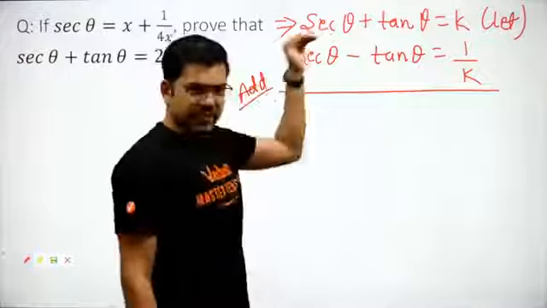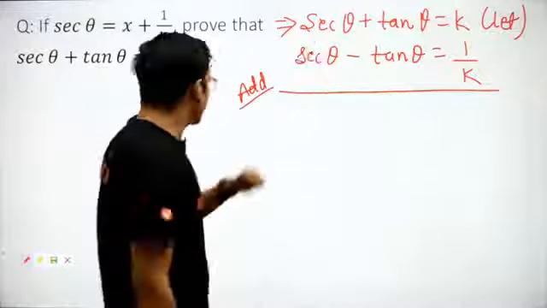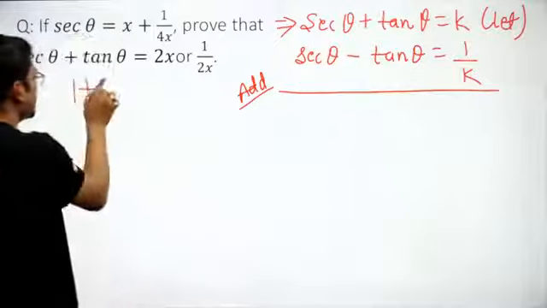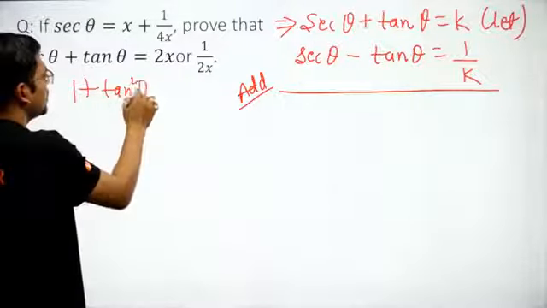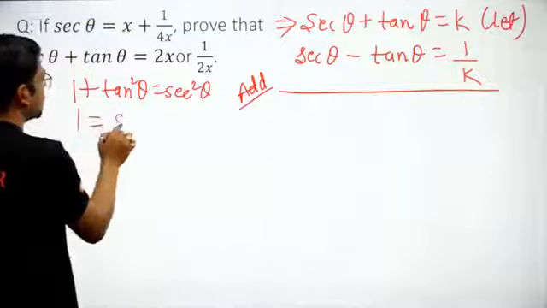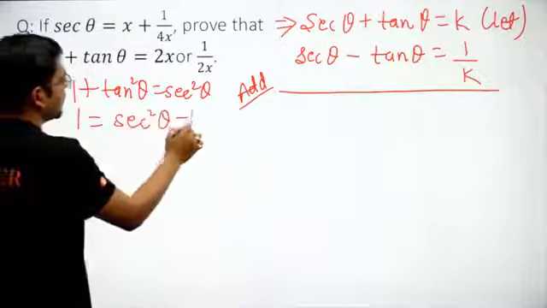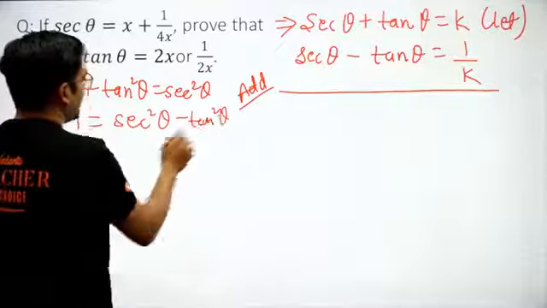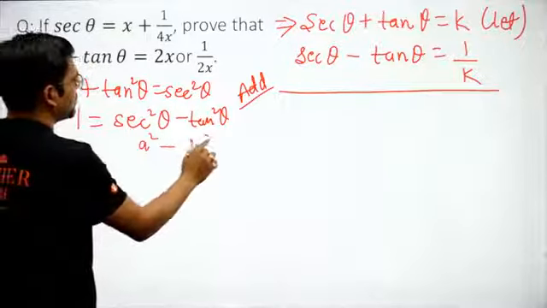From where did this formula come? You can simply derive this formula using the formula 1 plus tan square theta is equal to sec square theta, and here you will get 1 is equal to sec square theta minus tan square theta, and here you can apply a square minus b square.